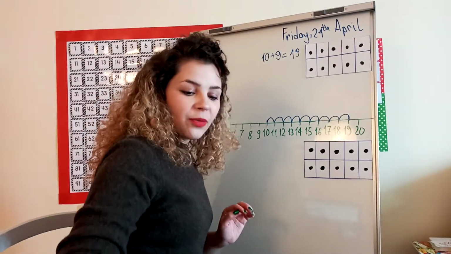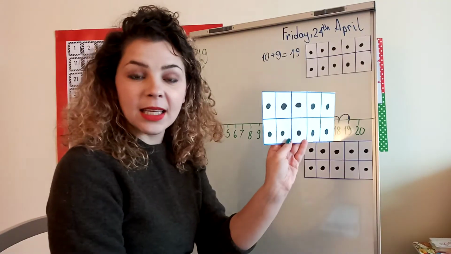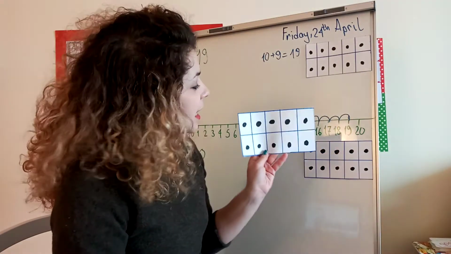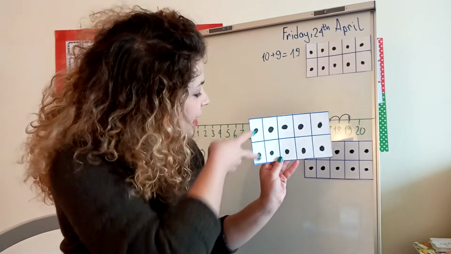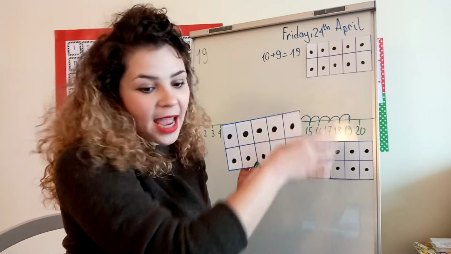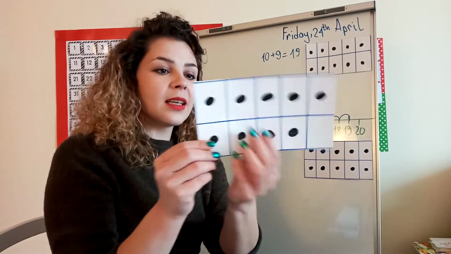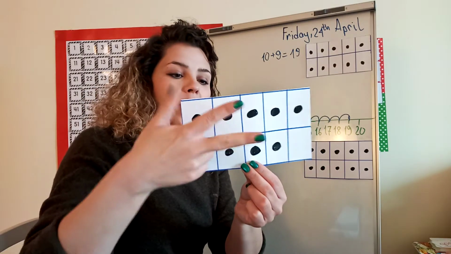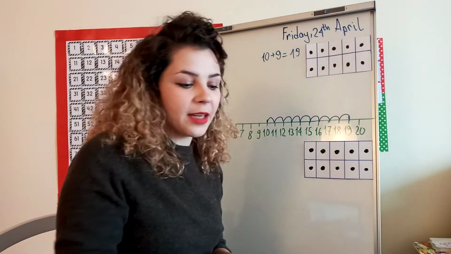And now I need to find a 10 frame with 9. Is this it? I think you can immediately see that it's not, because this is filled in and it has 10, yeah? 2, 4, 6, 8, 10. So this is not the one. Here it is. So 2, 4, 6, 8, and 9, okay?